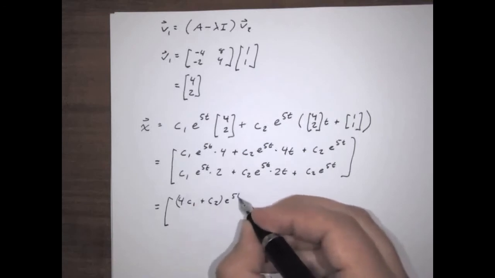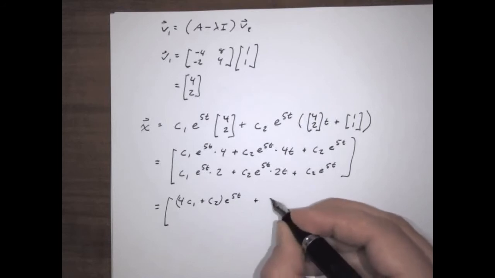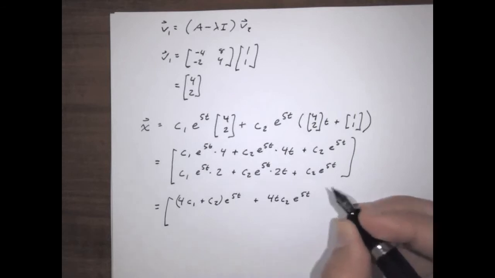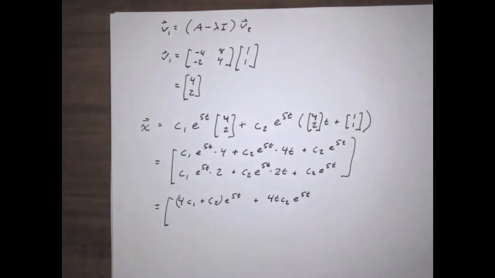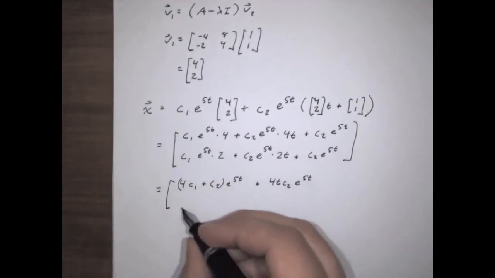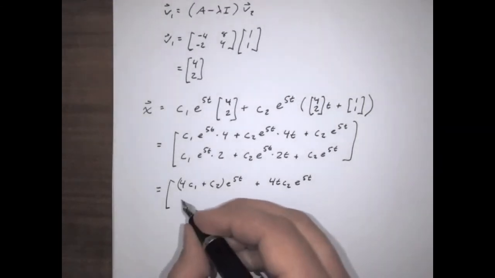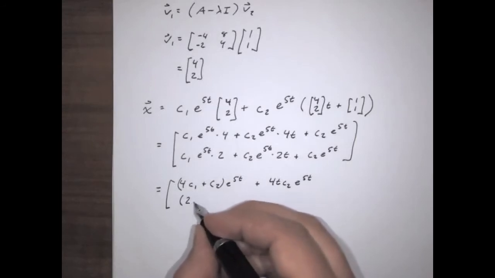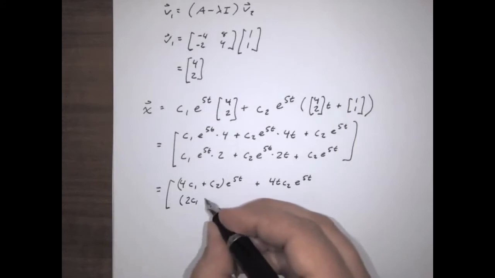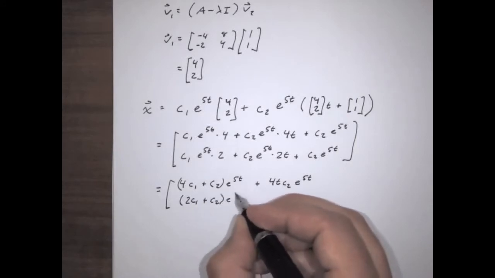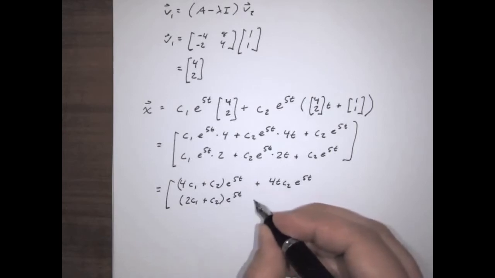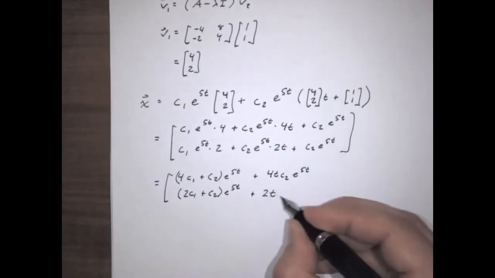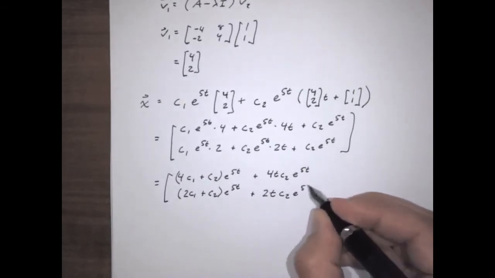I'm going to break it down like this, and then for t, C2 e to the 5t. So we've got the part that is not changing and the part that is changing with the t here. And then the same thing is going on down here, where we've got 2 C1 plus C2 e to the 5t, and then plus we've got 2 C2, so 2t C2 e to the 5t.